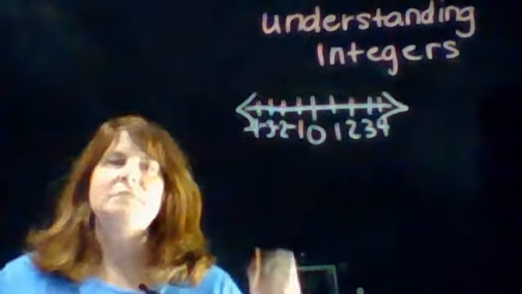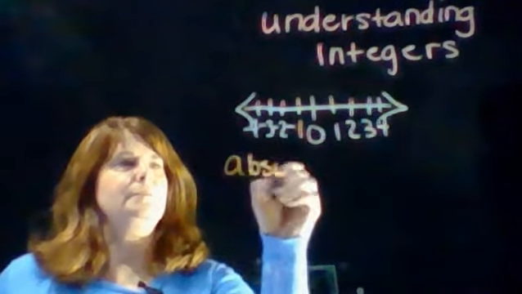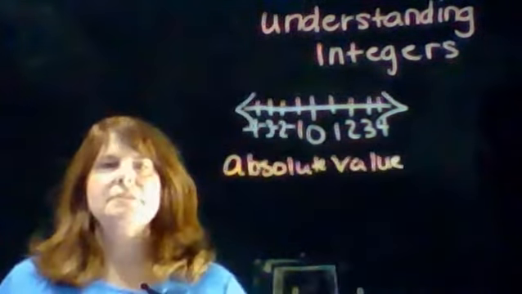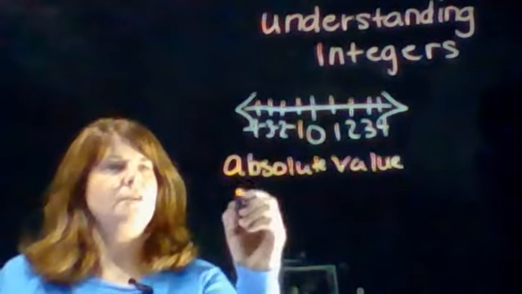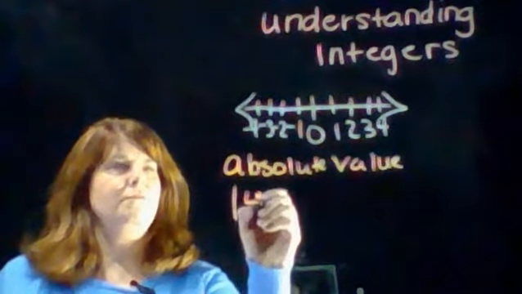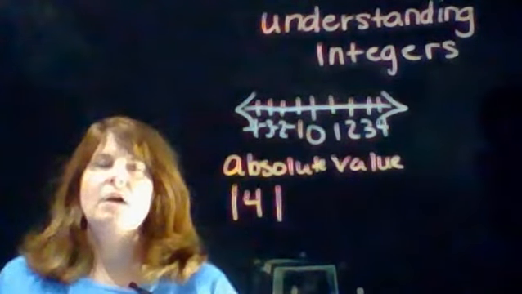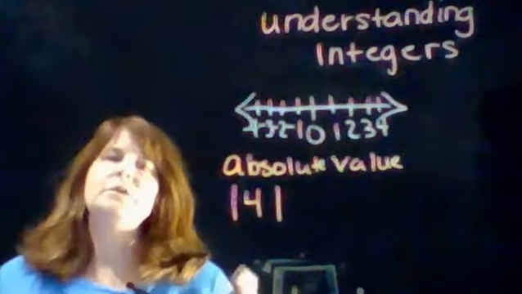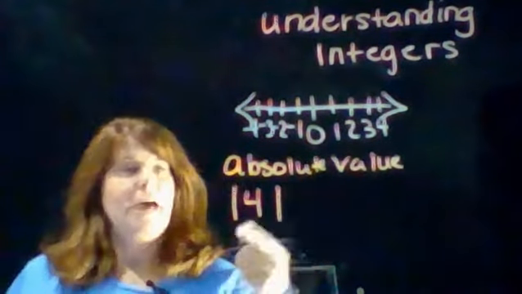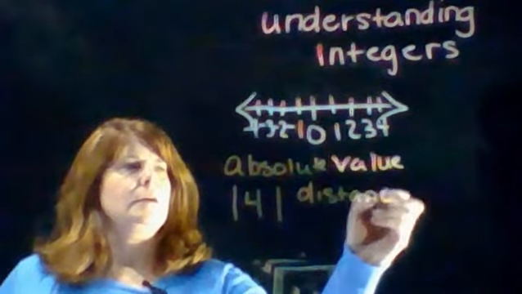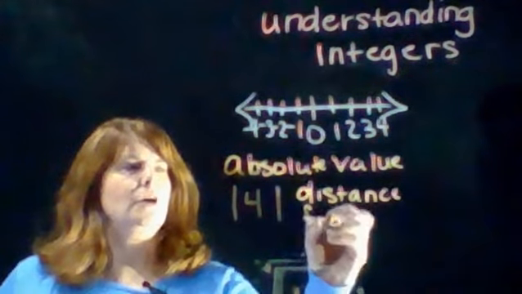Now let's talk about something called absolute value. If I have a 4 and I have these 2 bars surrounding the 4, those bars, that's the symbol for absolute value. And absolute value is just the distance from 0.